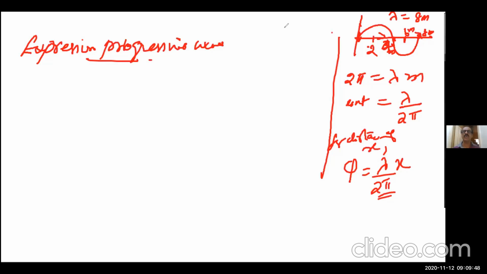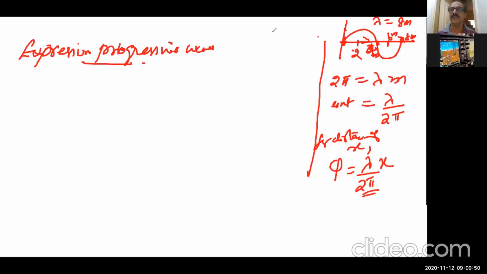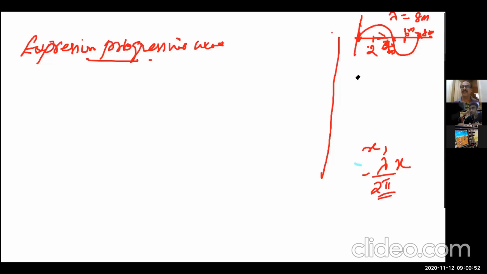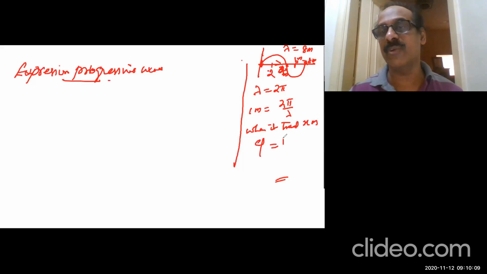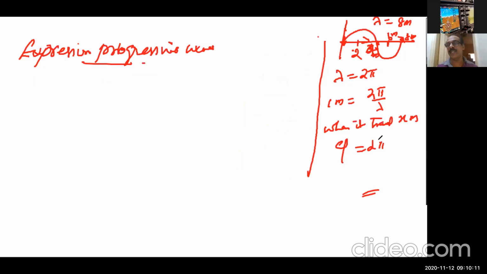It just reverses, sorry, one minute. Reverse. When it travels a lambda distance, the phase is 2 pi. When it travels 1 meter, 2 pi by lambda is the phase. When it travels x meter, the phase is equal to 2 pi by lambda into x. This is phi.